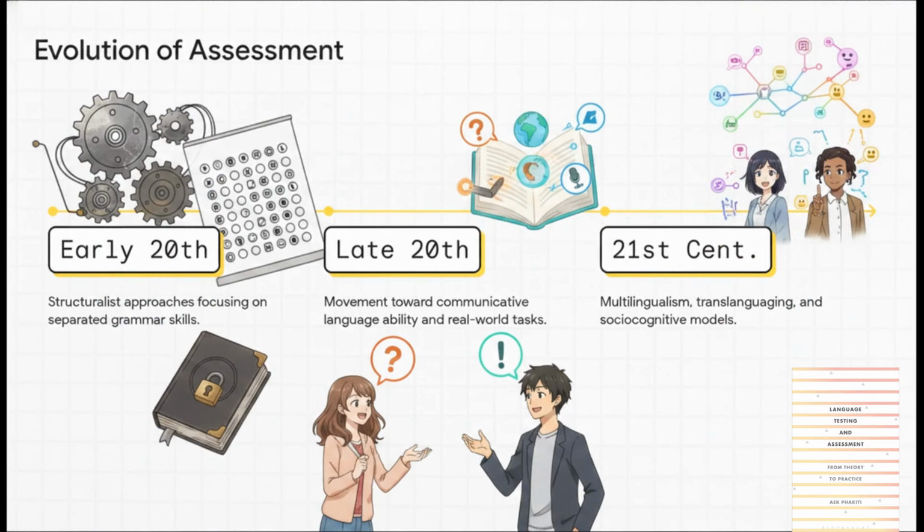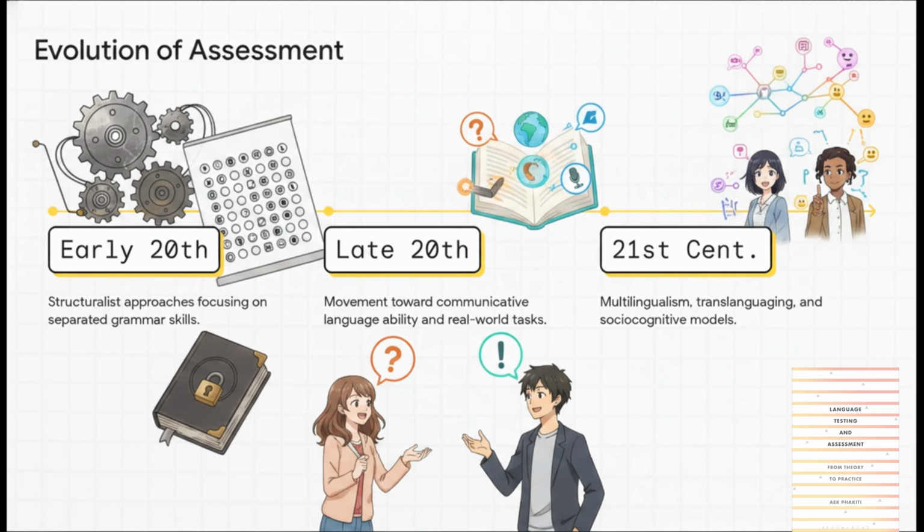And it's wild to think about how the way we achieve those purposes has changed over time. Back in the early 20th century, we used these super rigid structuralist approaches. It was literally just testing grammar and vocabulary in total isolation. Oh, like those multiple choice tests where you just pick the right verb tense, but you couldn't actually order a cup of coffee in real life.